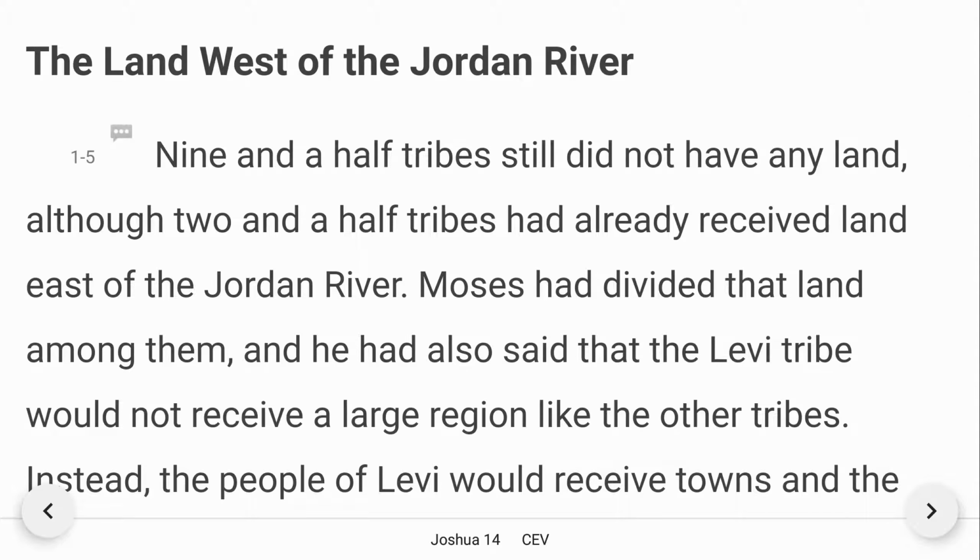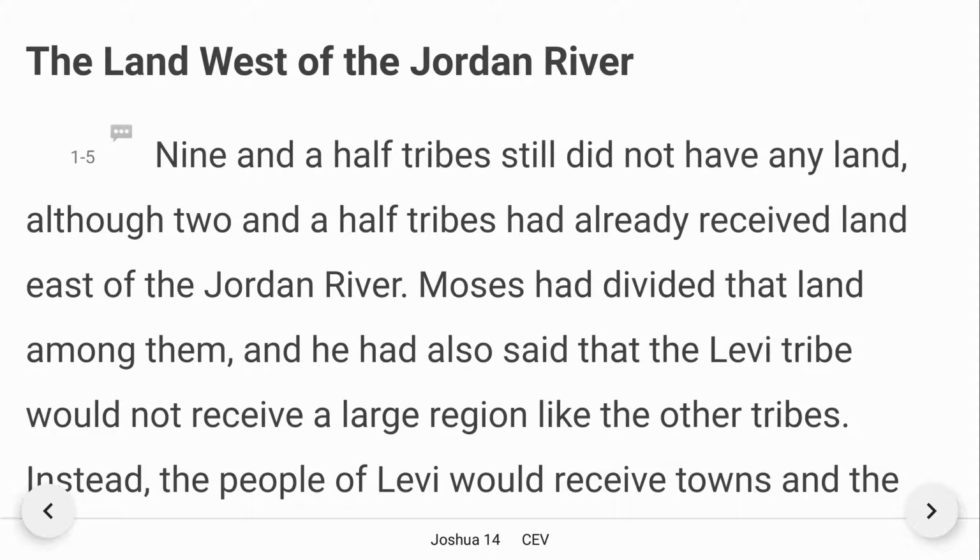Joshua 14. The land west of the Jordan River. 9.5 tribes still did not have any land, although 2.5 tribes had already received land east of the Jordan River.